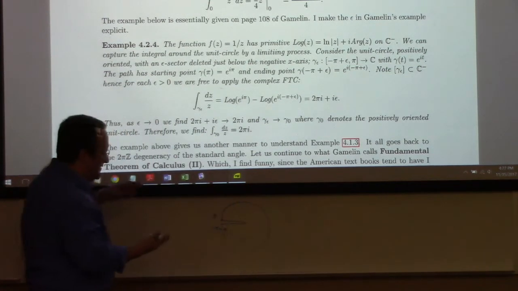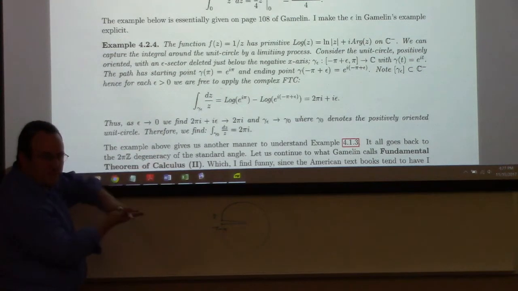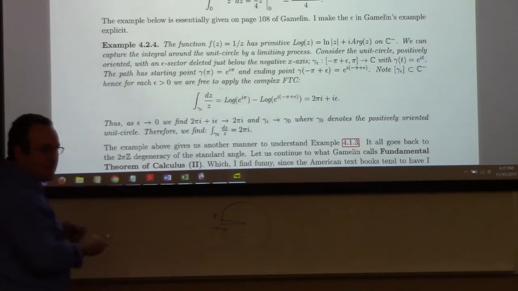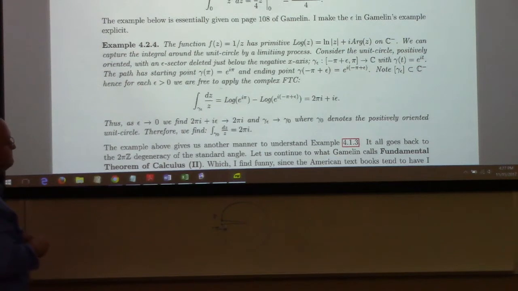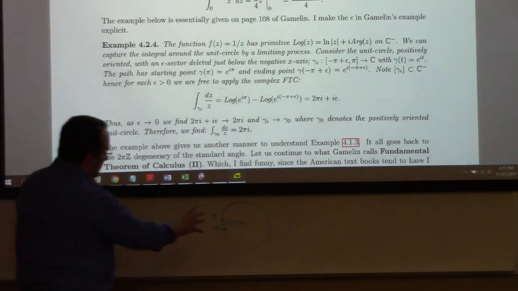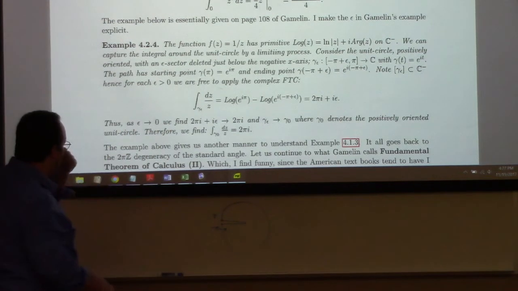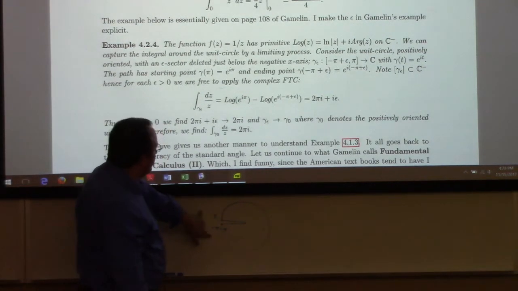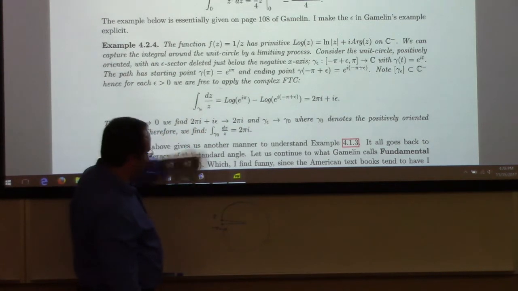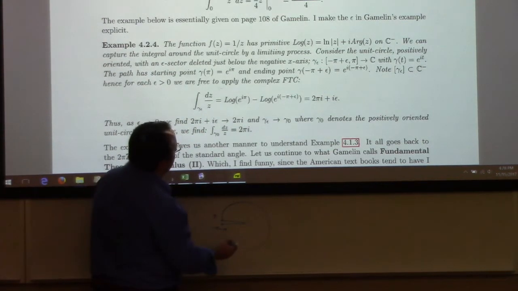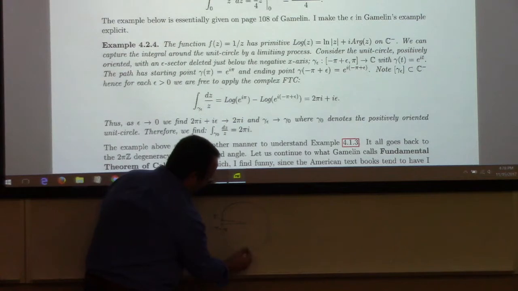And then as epsilon goes to 0, those kind of become the full circle, right? And so you could approach the whole circle in a limiting process as epsilon goes to 0. But for any finite epsilon, I can integrate over gamma epsilon, which goes from... I'm sorry, I'm trying to think where it starts and where it ends. It ends at e to the i pi, so it goes like this, right?